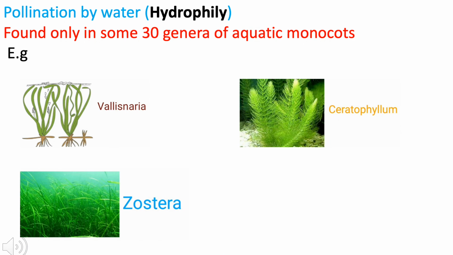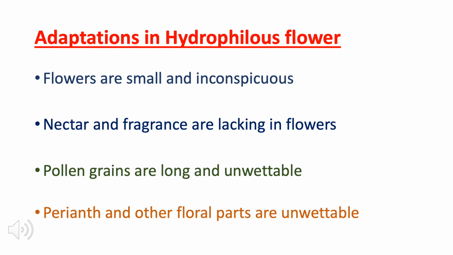Pollination by water, also called hydrophily, is found only in some 30 genera of aquatic monocots. For example, Vallisneria, Zostera, Ceratophyllum. Adaptations in hydrophilous flowers. Flowers are small and inconspicuous. Nectar and fragrance are lacking in flowers. Pollen grains are long and unwettable. Perianth and other floral parts are unwettable.